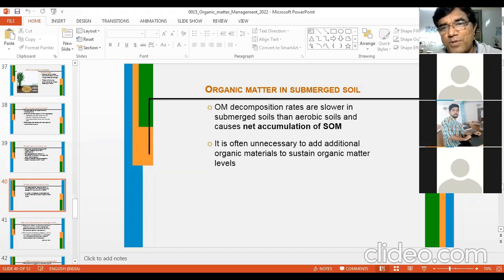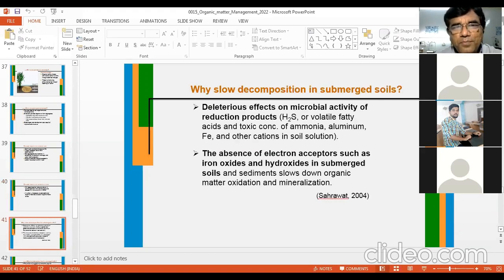So if you are continuously growing rice, then you don't need to add organic matter from outside, because the roots also add some quantity of organic matter to the soil, and the decomposition rate is also slow. So in continuous submergence condition, you need not add any organic matter from outside. But what are the reasons for slow decomposition of organic matter under submerged soils? You need to remember 3-4 points.